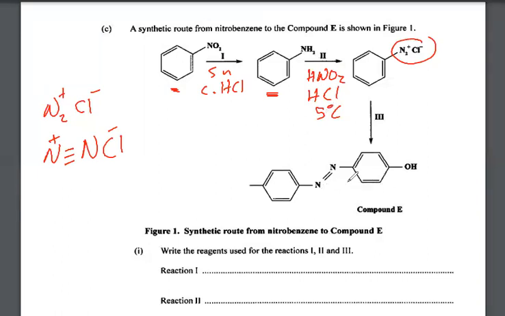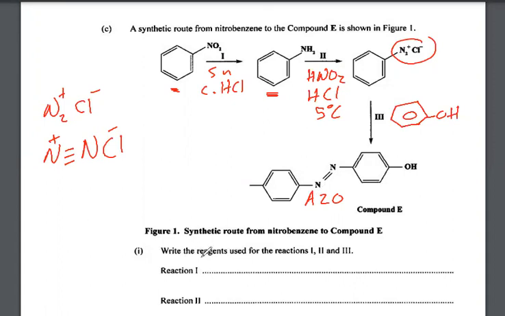This compound down here, compound E, do you know what is the general name for it? The azo compound. Good. So if you have your diazonium salt here, what would you add to the diazonium salt to get your azo compound? Phenol. Phenol is correct. So this is typical.